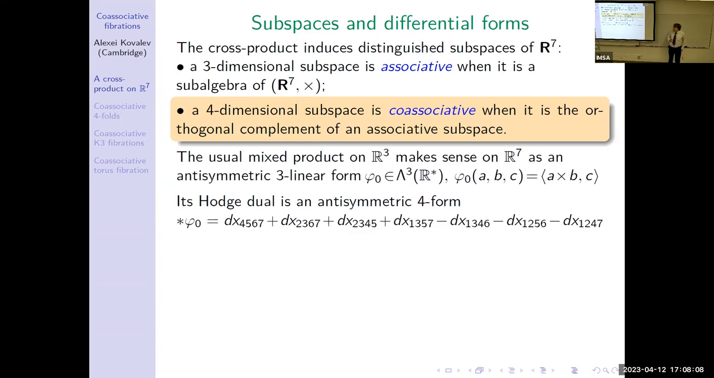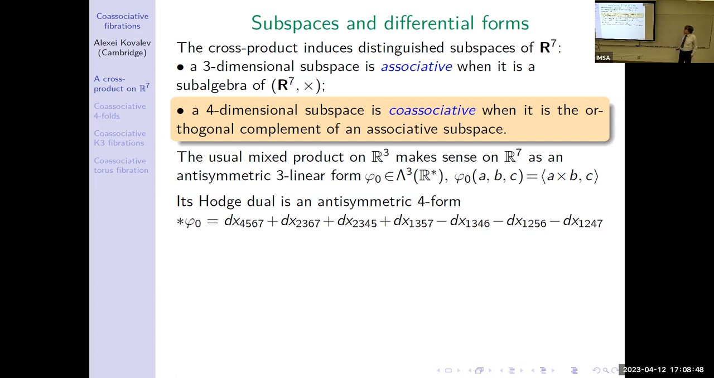Now, a bit more about that. Since I claim that the cross product on R7 is a bit like the cross product on R3, the standard vector product, we can continue the analogy. In three-dimensional vector space, we have the oriented volume or mixed product. We can repeat this definition and get an antisymmetric three-linear form, which for any three vectors takes the cross product of two, and then the Euclidean product with the third, so that we can restore all this algebra by just knowing what phi naught is.